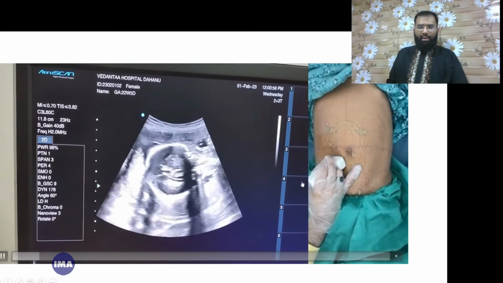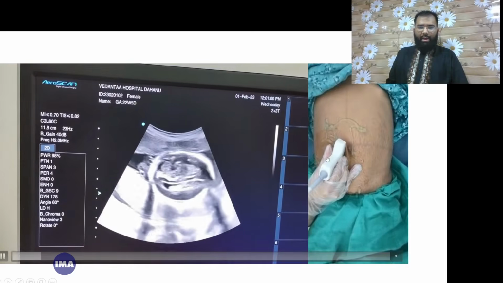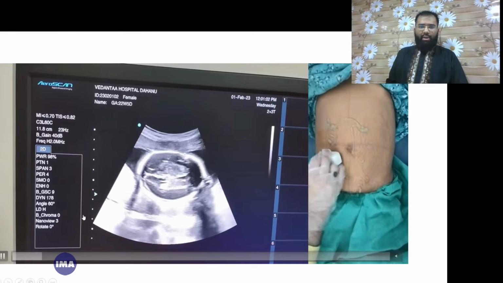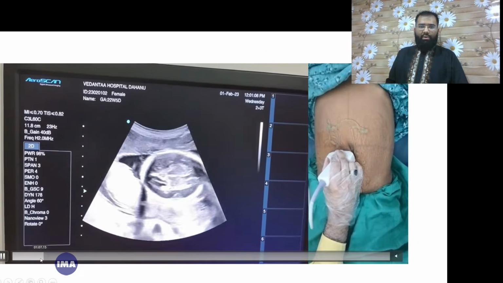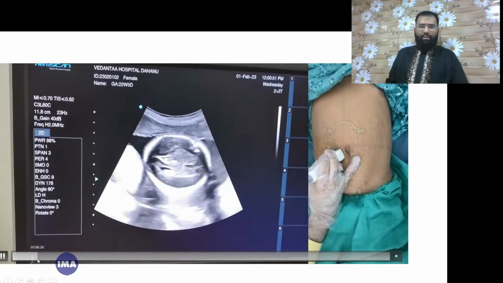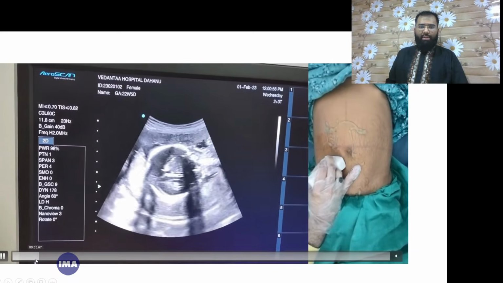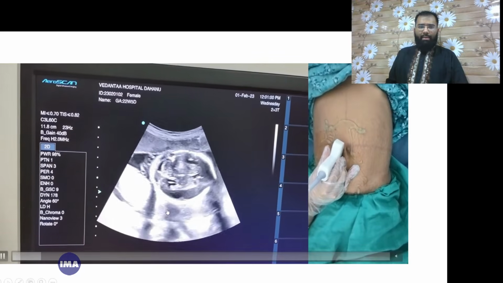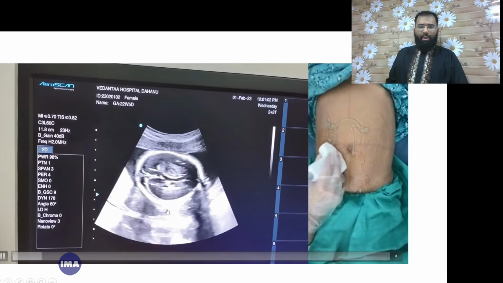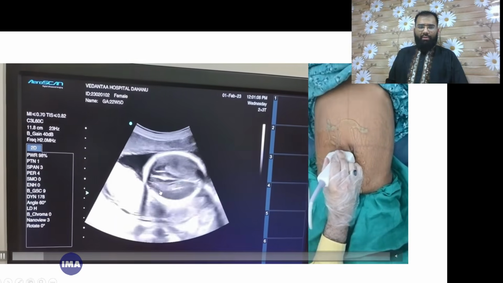Now look carefully. I have turned my probe by 90 degrees, and once you turn your probe by 90 degrees, you get the coronal section. I'll show you again. This is the coronal section. Now again I have come back to the axial section. So this is the axial section of the fetus.